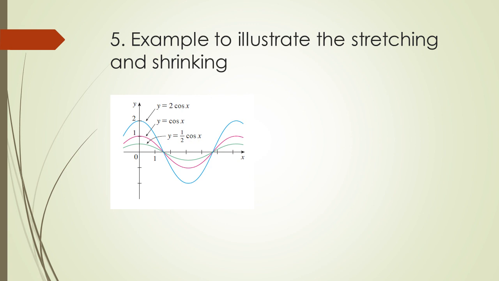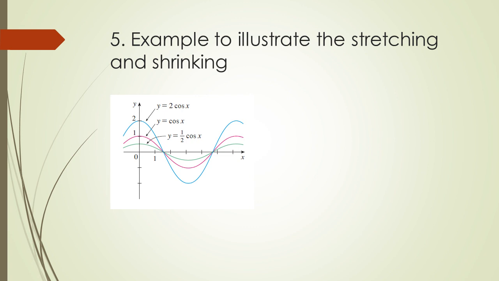So we have already studied the trig function y equals cosine x, which is the pink one, from 0 to 2 pi. Then we stretch the cosine x by a number greater than 1. We multiply by 2, then we get this blue one. Comparing the blue curve with the pink one, we stretch vertically by a factor of 2, then we get 2 times cosine x.